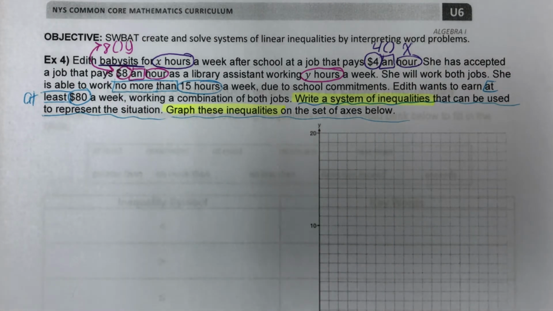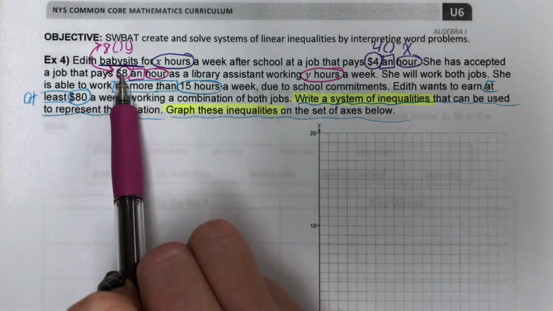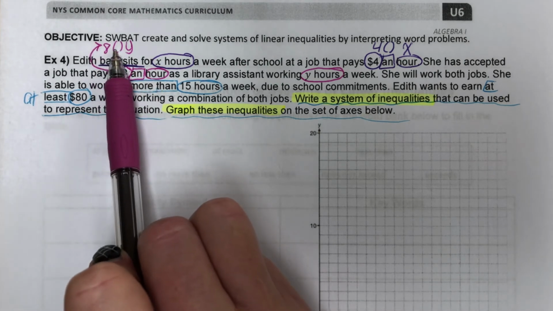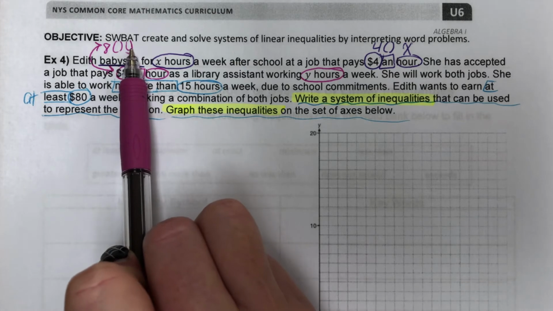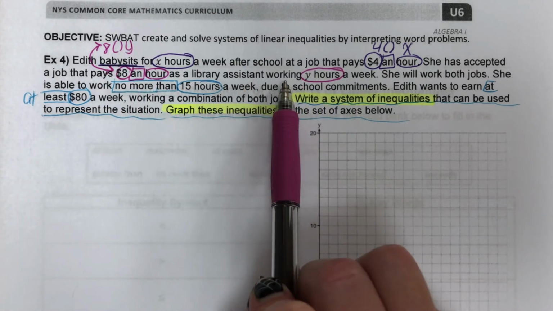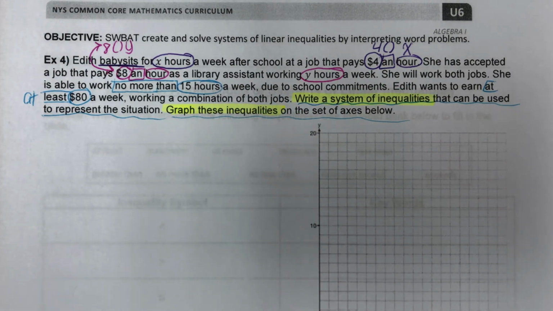She accepted a job that pays $8 an hour as a library assistant, working Y hours a week. So this is very similar. So again, $8 is a key number. $8 an hour would be 8 times, but this one I'm going to use the variable Y because I know Y hours represents the amount of time that she works as a library assistant. She's going to work both jobs.